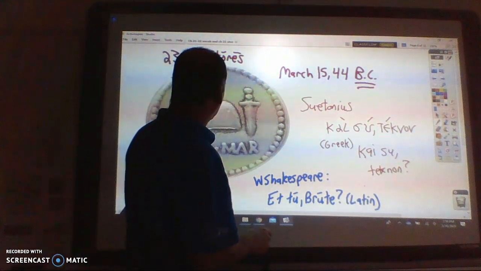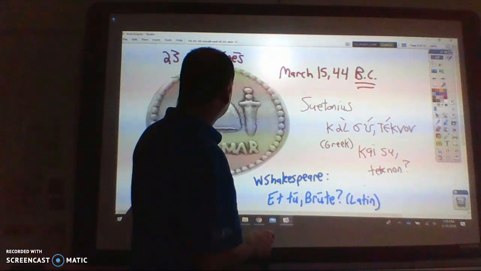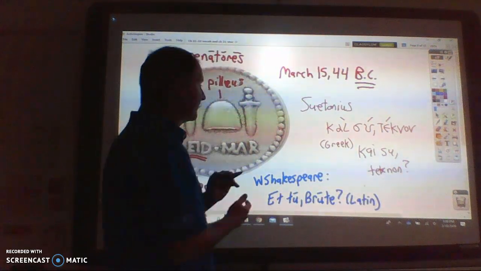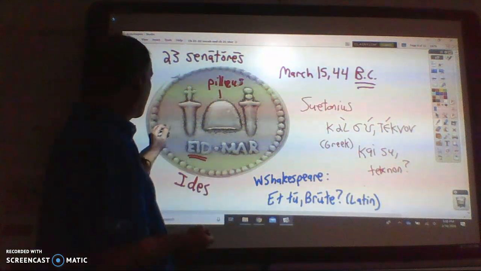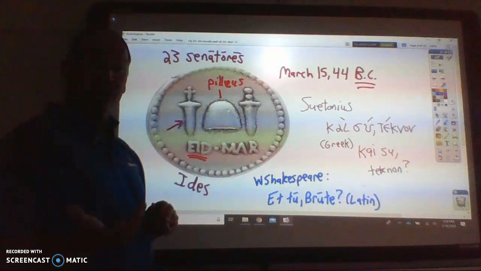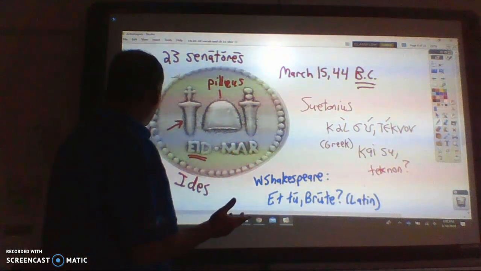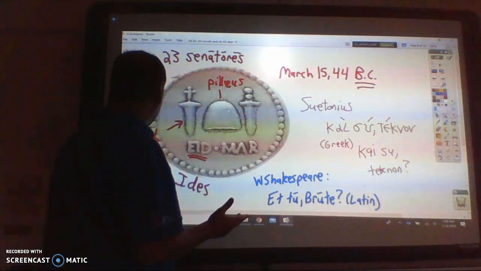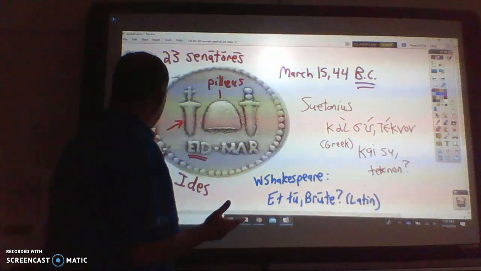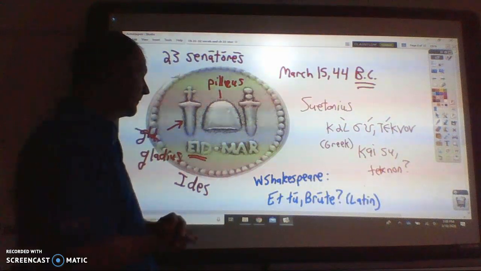This cap here is called a pileus. It's a freedom cap. And of course, on each side are the daggers, the swords that were used to kill him. And these are gladii. A gladius is a sword.